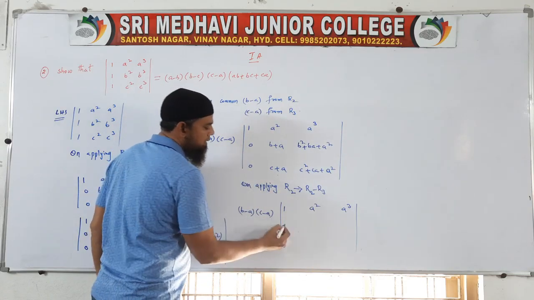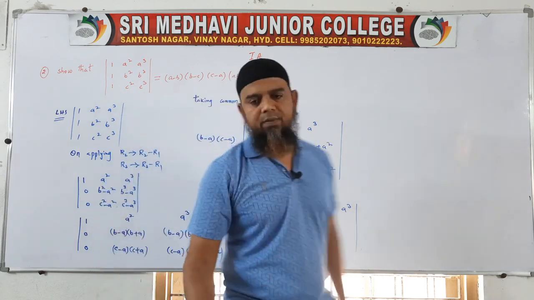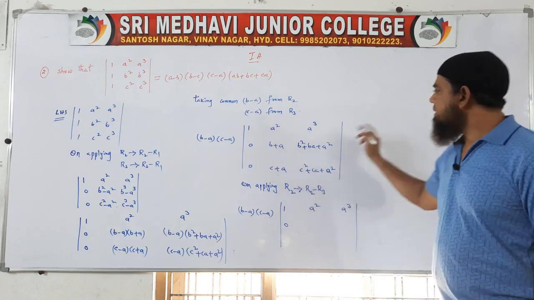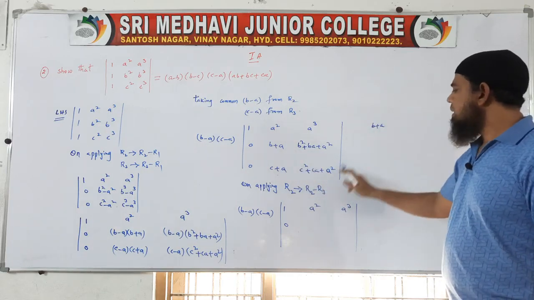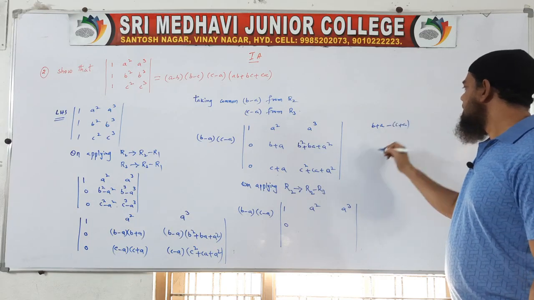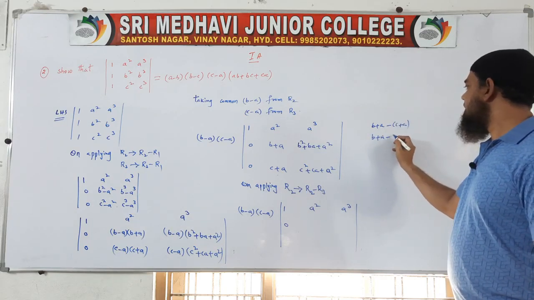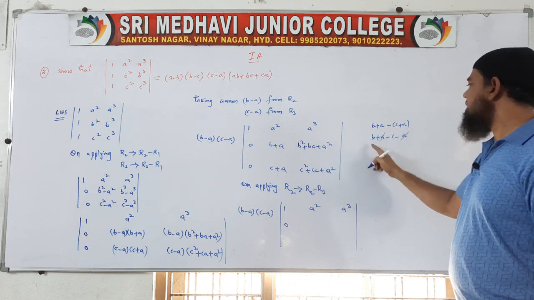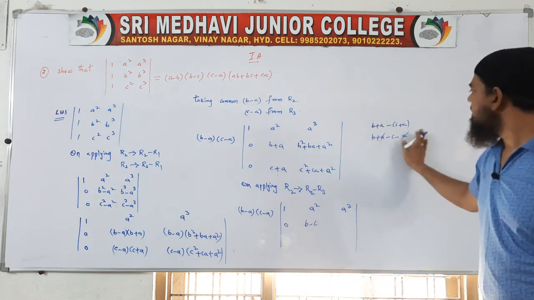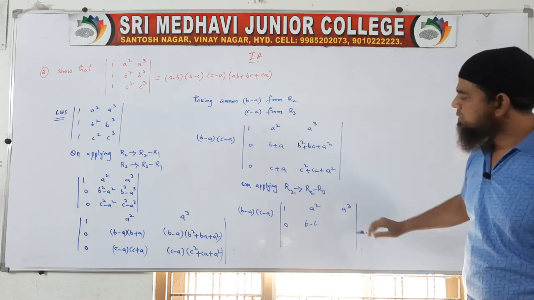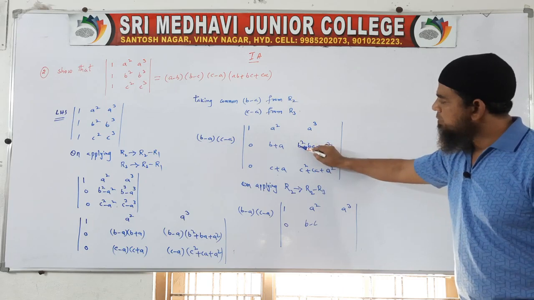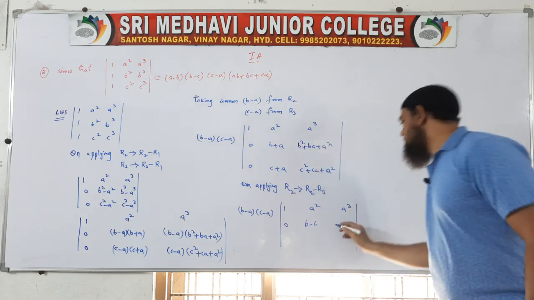0 minus 0, that is 0 only. Now we are subtracting. We have to do the rough work here. What is the R2 second element? b plus a, minus R3, that means minus of c plus a. So what happened here? b plus a minus c minus a, a minus a cancel. You will get b minus c here. Now the third term is very easy to subtract, R2 minus R3. See, it is R2 and it is R3. b square minus c square. That is the first term here.